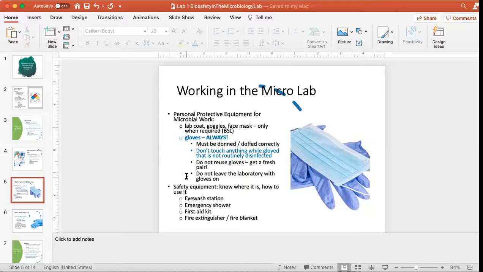You should also never leave the laboratory space with your gloves on. If you're working and you have gloves on and you need to go use the restroom, you take the gloves off, go to the restroom, come back, get a fresh pair of gloves, get back to work. If you have to step out into the hall to take a phone call, or you have to step out of the laboratory to send an email, you don't leave the laboratory with your gloves on.